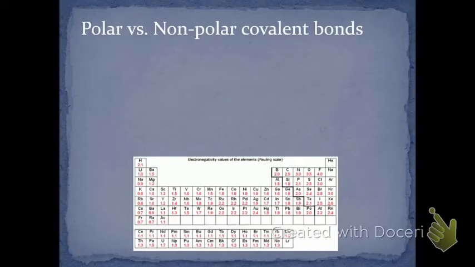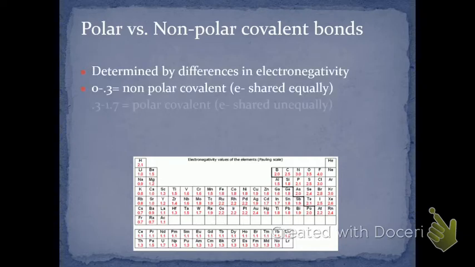All right, so we're going to talk about the polarity of bonds. So remember, you can have polar or nonpolar covalent bonds. And so polar and nonpolar covalent bonds are a type of covalent bond. So they're still sharing electrons. But here, nonpolar covalent bonds means they share electrons equally, whereas polar covalent bonds share unequally.